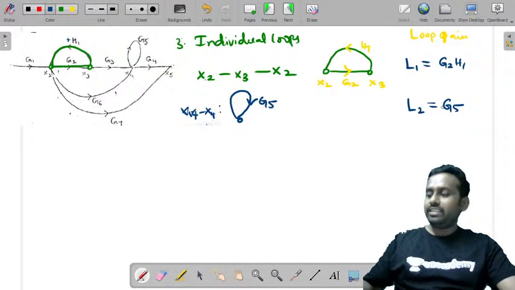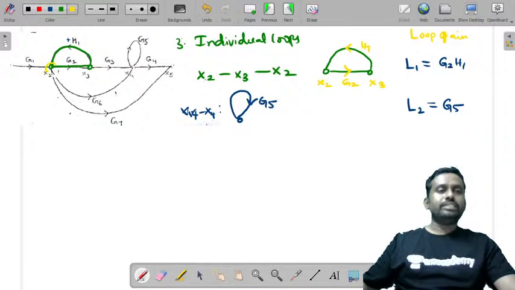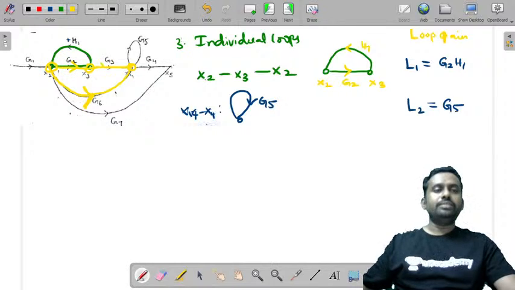And are there any other loops in this? If you observe, now somebody will say that, some students say that from starting from here, moving on to here and coming back to here and moving back here. But if you observe the arrow, it is in this direction. So this cannot be a loop. This is not a loop. Don't take it as a loop.